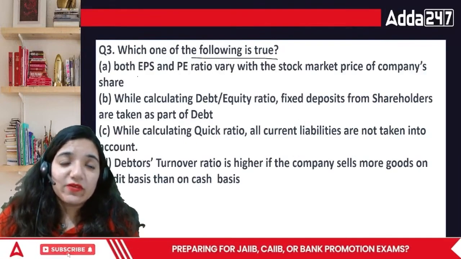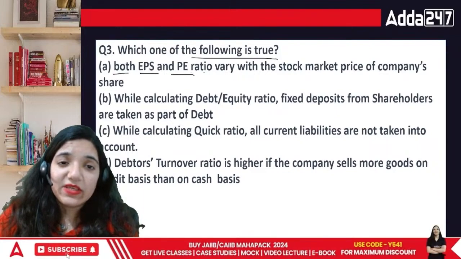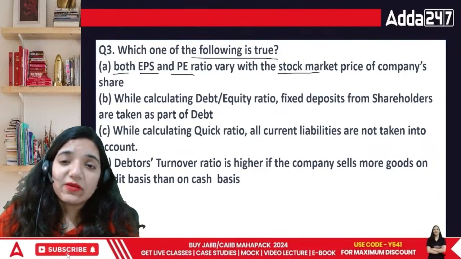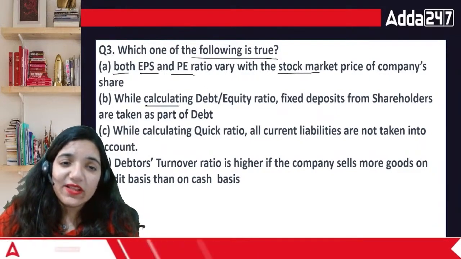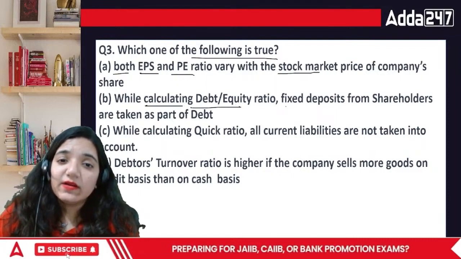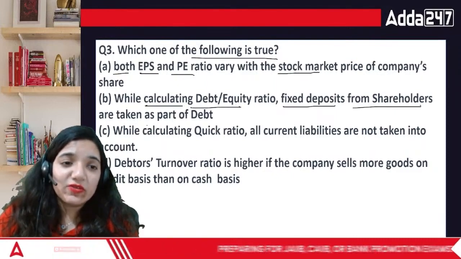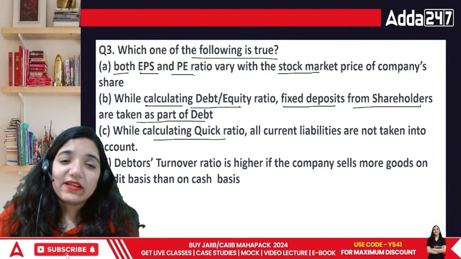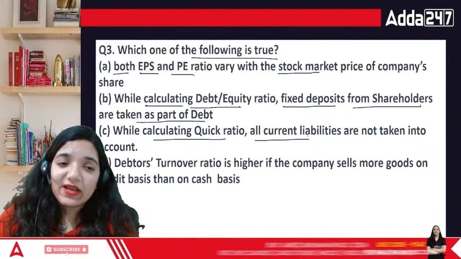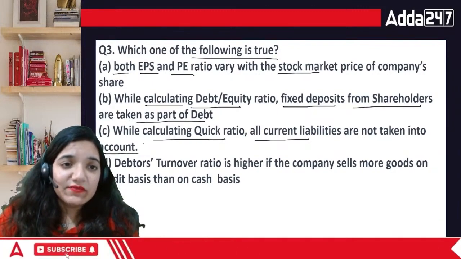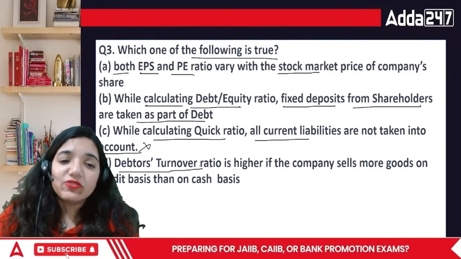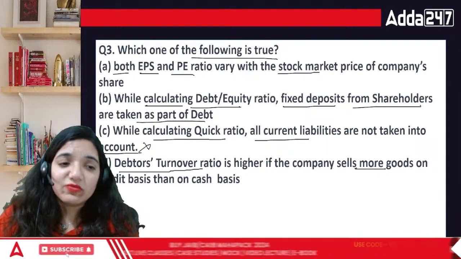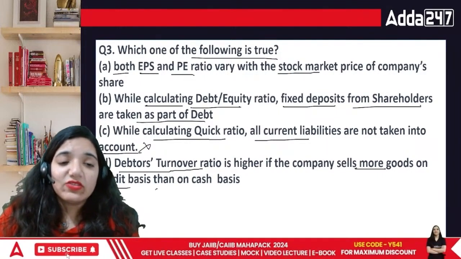Which one of the following is true, everyone? Both earning per share and PE ratio vary with stock market price. While calculating debt equity ratio, fixed deposits from shareholders are taken as part of debt. While calculating quick ratio, current liabilities are not taken into account. Debtors turnover ratio is higher if the company sells more goods on credit basis than on cash basis.